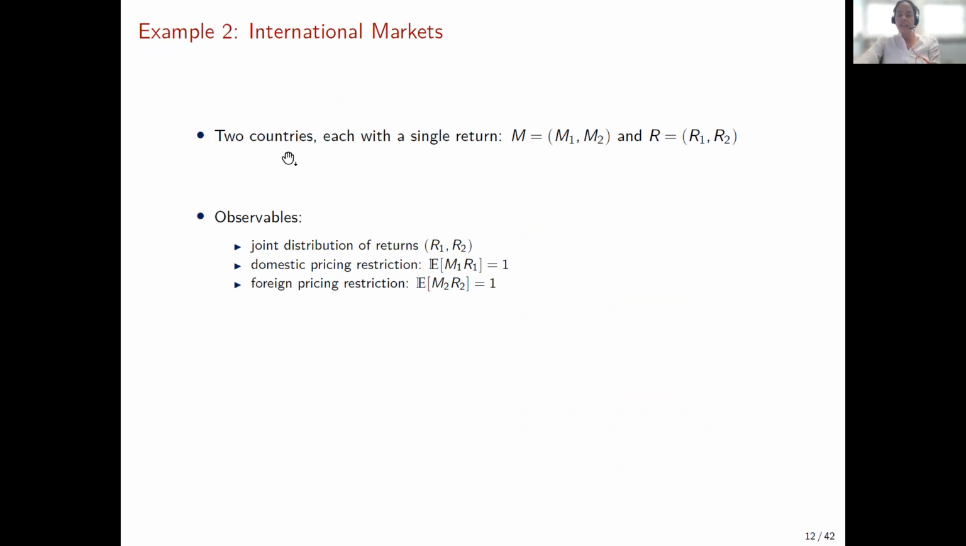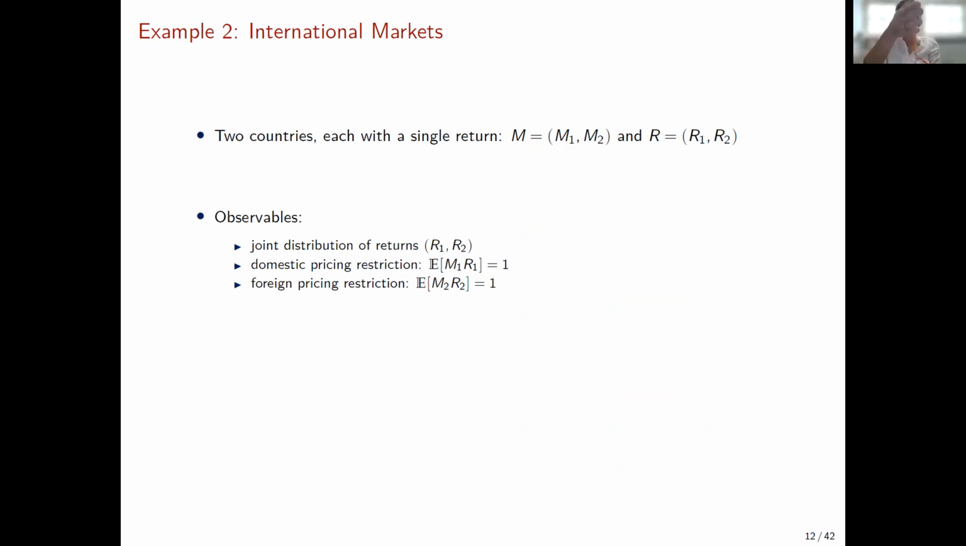So in the international finance application, we have a setting with two countries, for example the US and the UK, and we have two return vectors, R1 and R2. Importantly, we don't impose any restrictions on the market structure. What does that mean? If you have segmented markets, meaning that US investors cannot trade UK assets, the return vector 1 is just going to be the US assets.